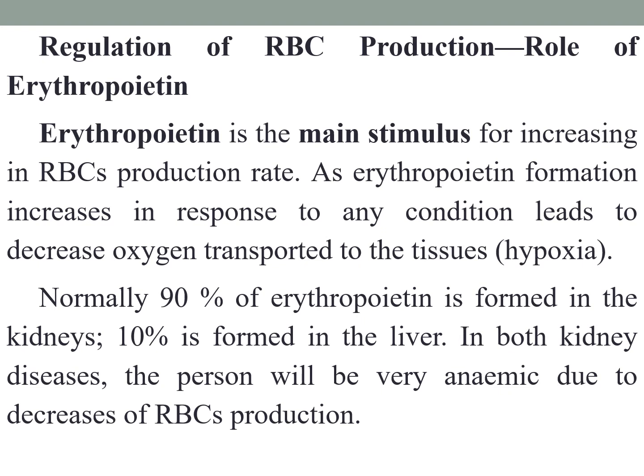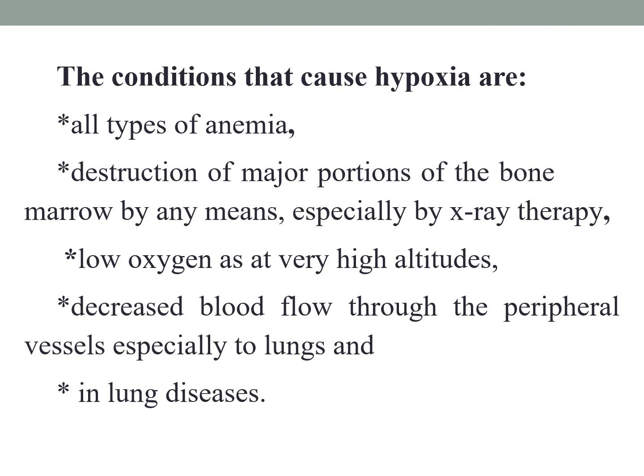So in kidney disease, the person will be very anemic due to decreased red blood cell production. Why is RBC production decreased? Because the kidneys can no longer produce erythropoietin, and without erythropoietin there is no stimulation for increasing RBC production. What are the conditions that cause hypoxia and lead to increased formation of erythropoietin?